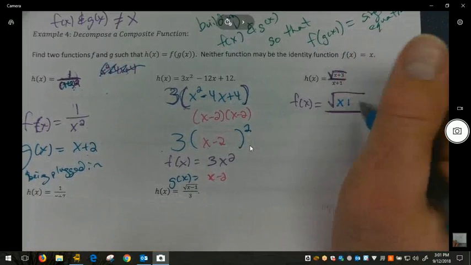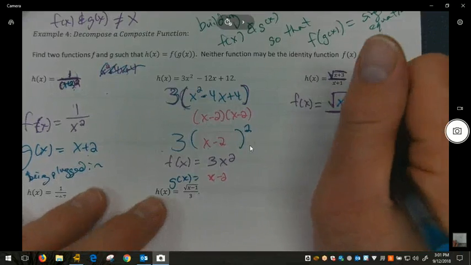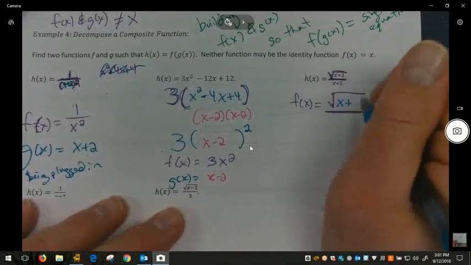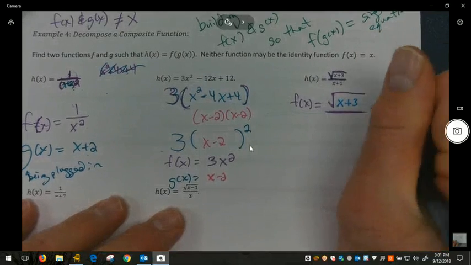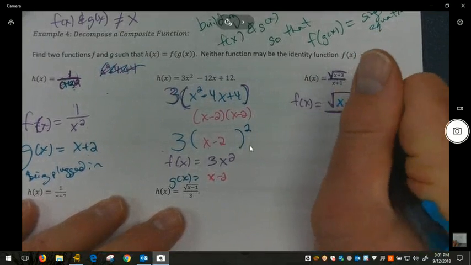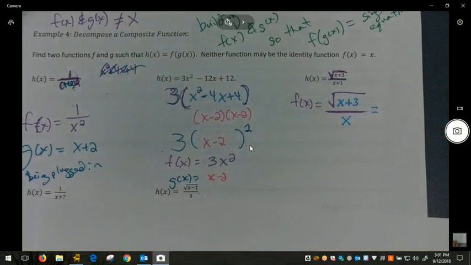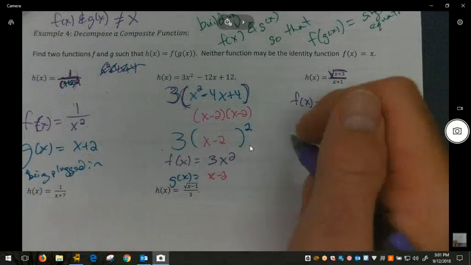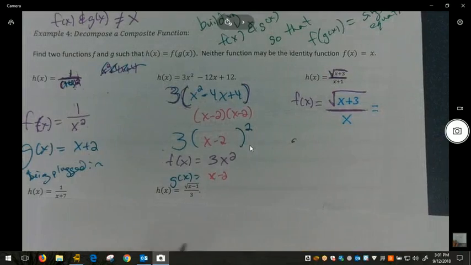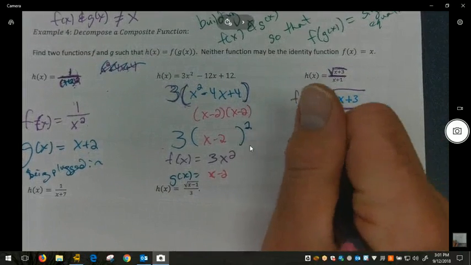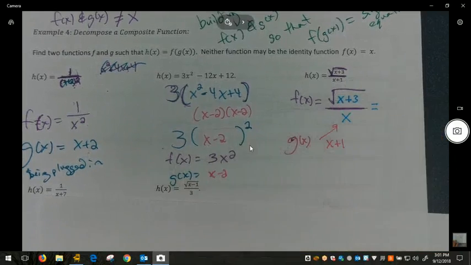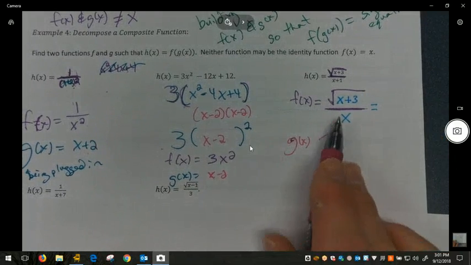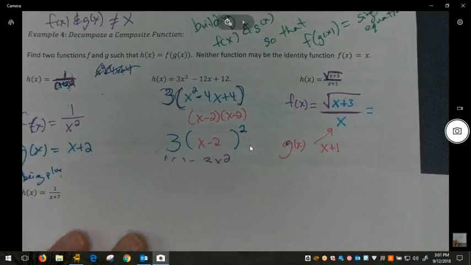So if I'm locking my x plus 3, I hope I'm doing this right. I'm not done building f of x. We're going to have something over here, and I'm just going to put it over x. In the end, what I'm doing is my g of x, the number that has to go down here, get plugged in here, has to be x plus 1. Well, if that's x plus 1, here's why it's so important to check.